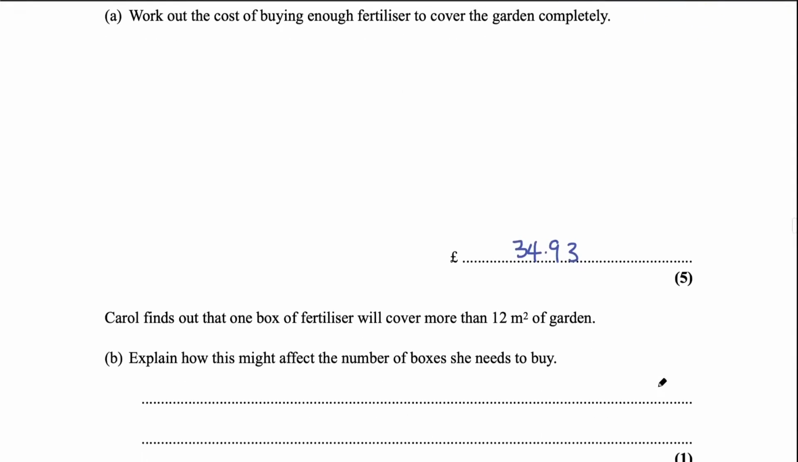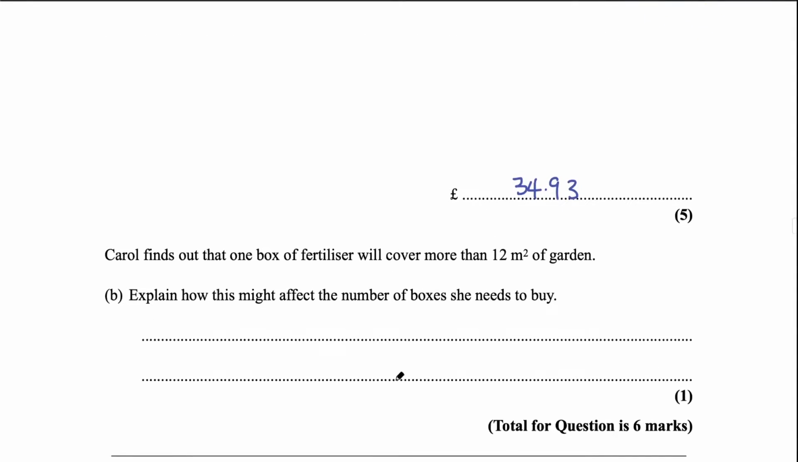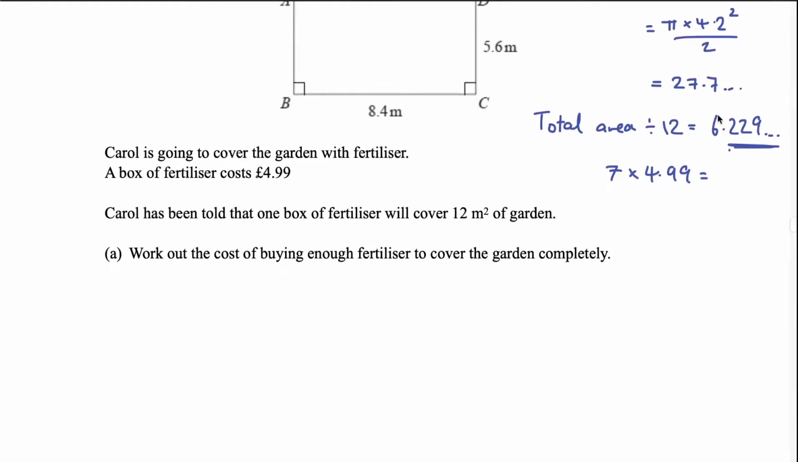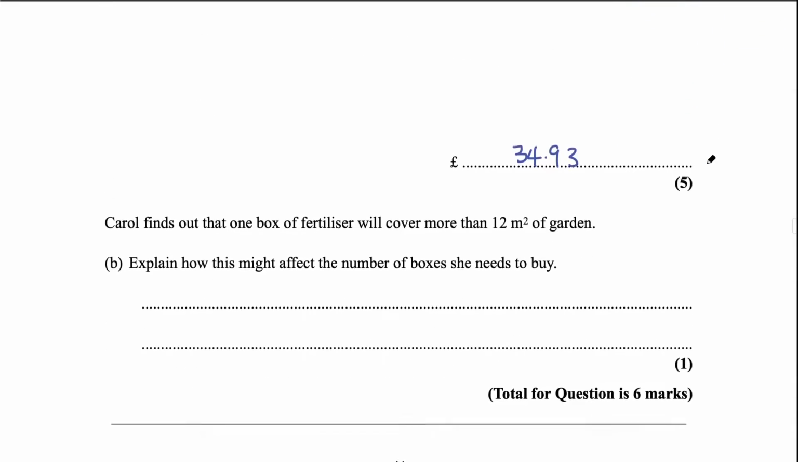And this question has a second part. It says, Carol finds out that one box of fertilizer will cover more than 12 meters squared of garden. Explain how this might affect the number of boxes she needs to buy. Well, if it covered enough to bring this number down below 6, then we might only need 6 boxes. So we might need fewer boxes. So we could say just that. Okay, so she might need fewer boxes. Alright, so that was question 51.